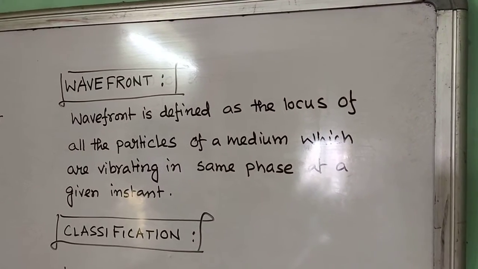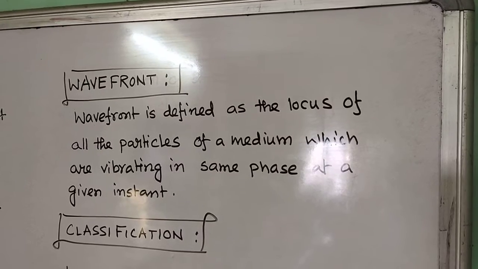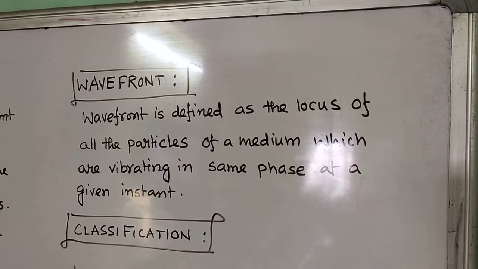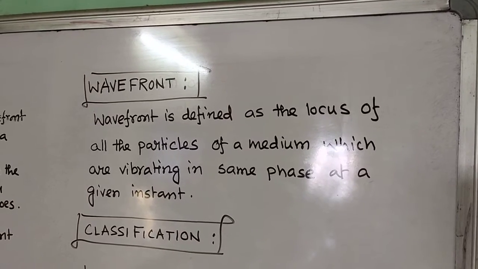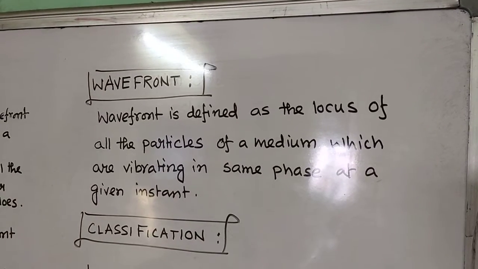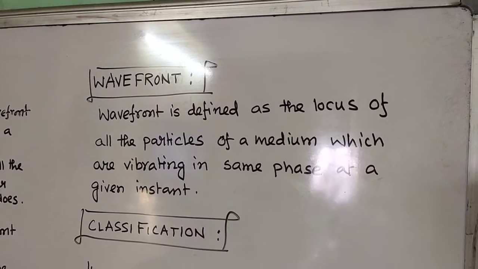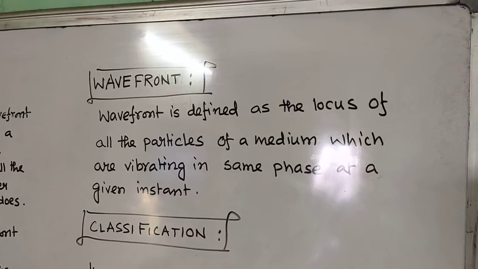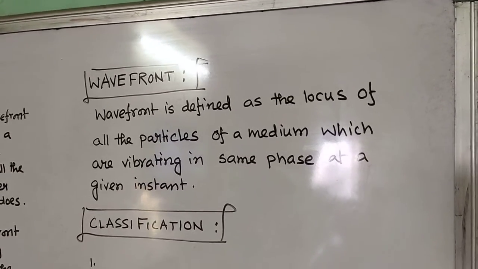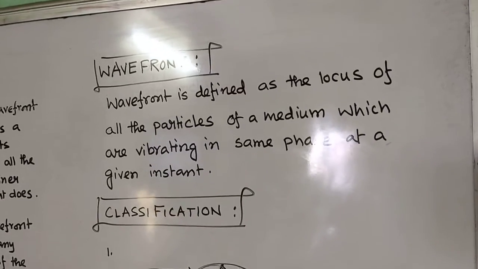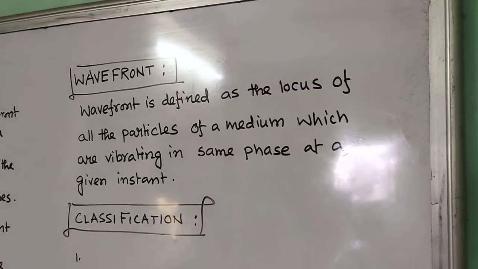Now as specified here, it is a locus of all the particles. Basically, if you join the particles which are vibrating in the same phase, then you will get a wavefront. But the particles which reside in the wavefront are not at rest, rather they also vibrate. When they vibrate, they disturb the adjacent particles. So again, if you join the particles which are vibrating in the same phase, you will get another wavefront, which we define as your secondary wavefront.